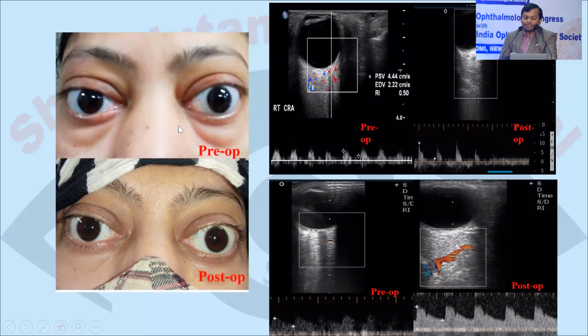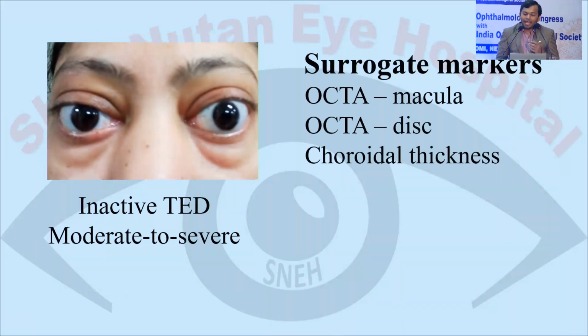And this is a patient who underwent decompression surgery, and we can see the improvement in the orbital blood flow in the central retinal artery before and after surgery, and in the ophthalmic artery before and after surgery. So this is a new modality of investigation for thyroid eye disease where orbital perfusion can help us guide our interventions. And some surrogate markers when orbital color Doppler is not available would be OCTA macula and OCTA disc to have an indirect evaluation of the blood flow status for the orbit and the globe.